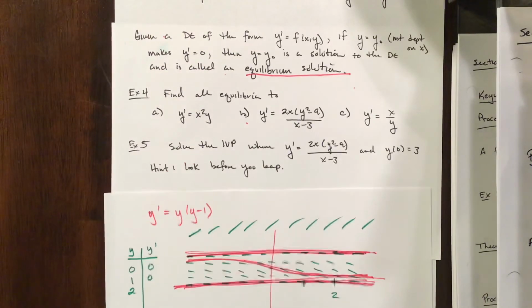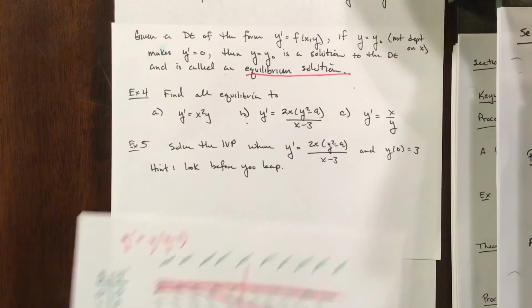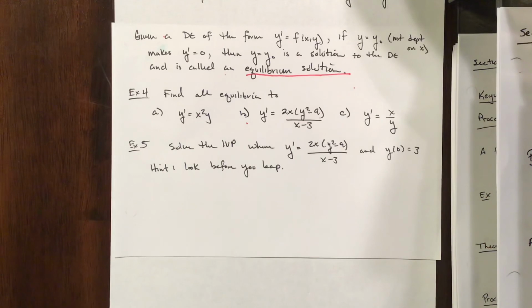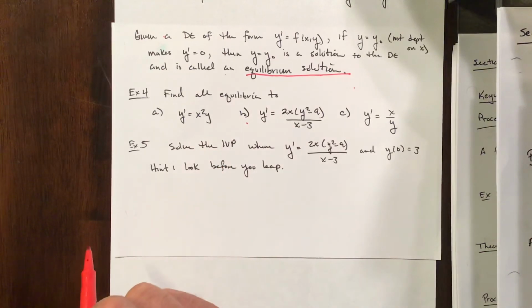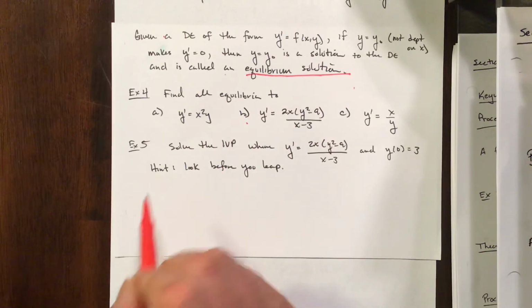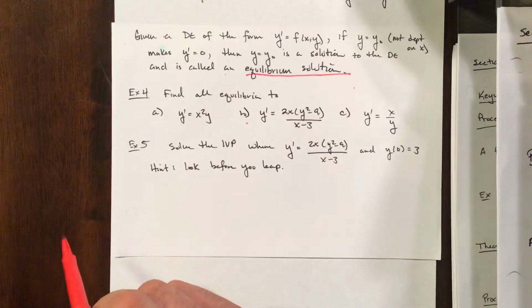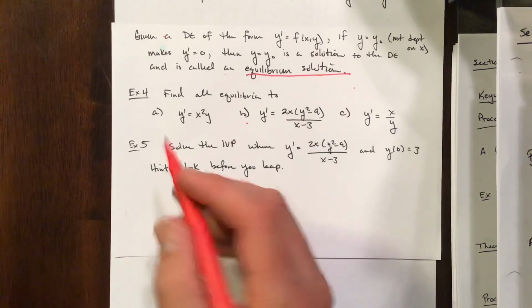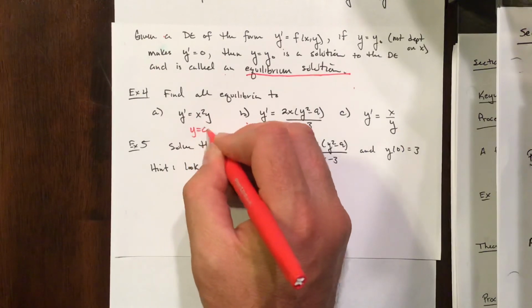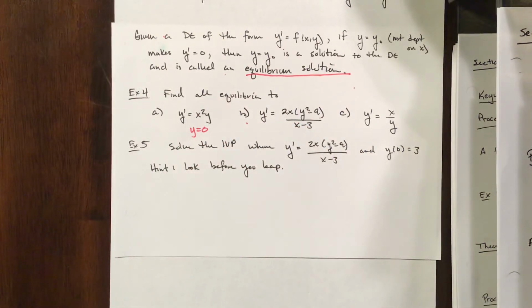So, quick little example. Find all equilibria to the differential equations. Okay, so y prime equals x squared y. Can you think of any value of y that makes y prime equal to 0 and always 0 regardless of what x is? Well, yes. y equals 0 is an equilibrium solution.